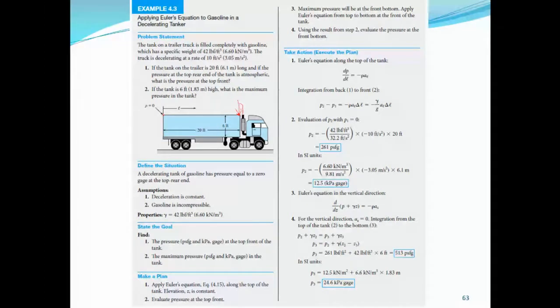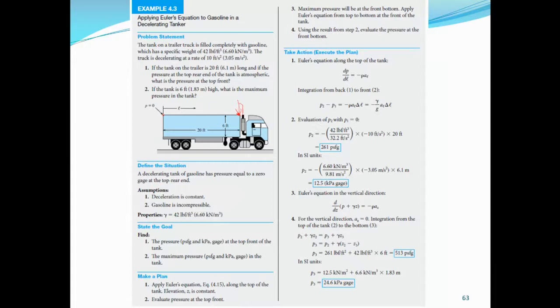So here, a decelerating tank of gasoline has pressure equal to 0 gauge at the top rear end, because it is atmospheric. Here the deceleration we assume is constant, and the gasoline is incompressible. The goal is to find the maximum pressure in the tank. So what is the plan? Apply the Euler's equation on the top of the tank, where the elevation Z is constant, and we evaluate the pressure at the top front, which is this point where we want to find the pressure now.